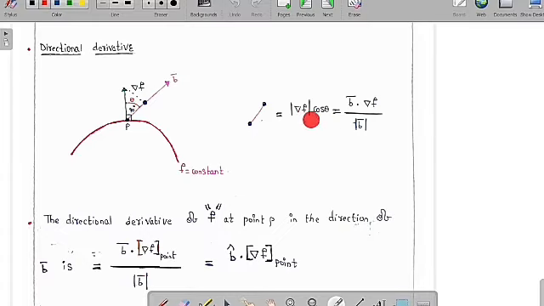Now you can write it in another fashion, which is b bar dot del f by the magnitude of b bar. If you expand this, we get mod of b bar into mod of del f into cos theta. The mod b bar gets cancelled. So finally we get the same result. This is called the net resultant formula, which is b bar dot the vector del f by the magnitude of the vector b bar.